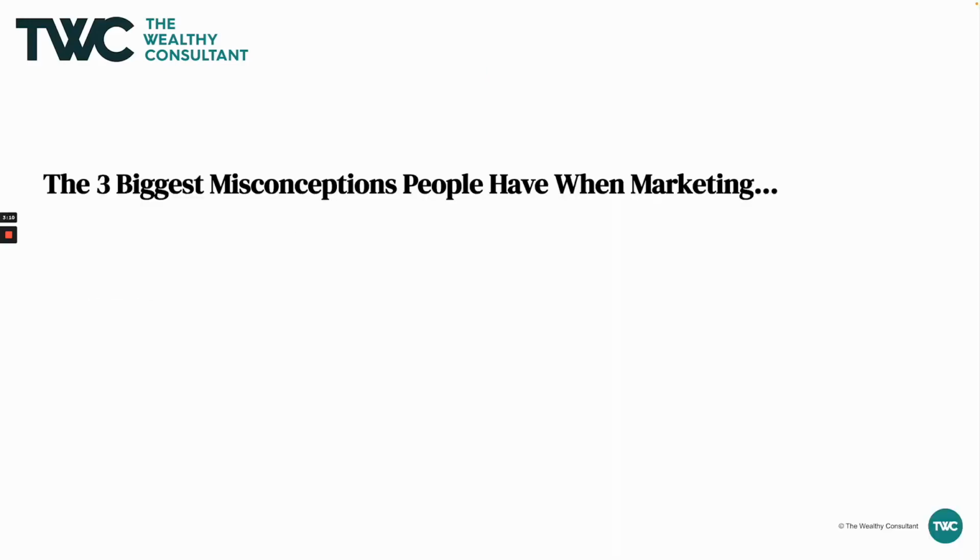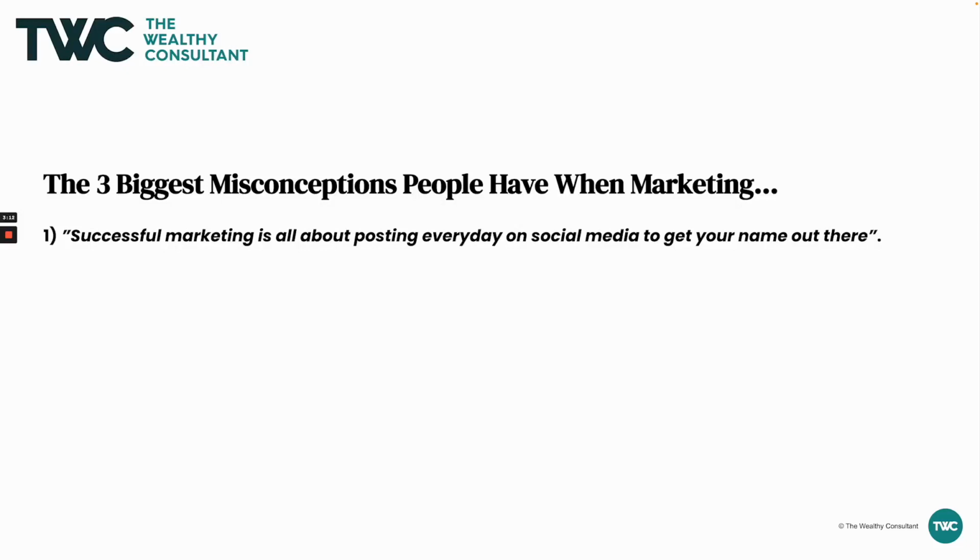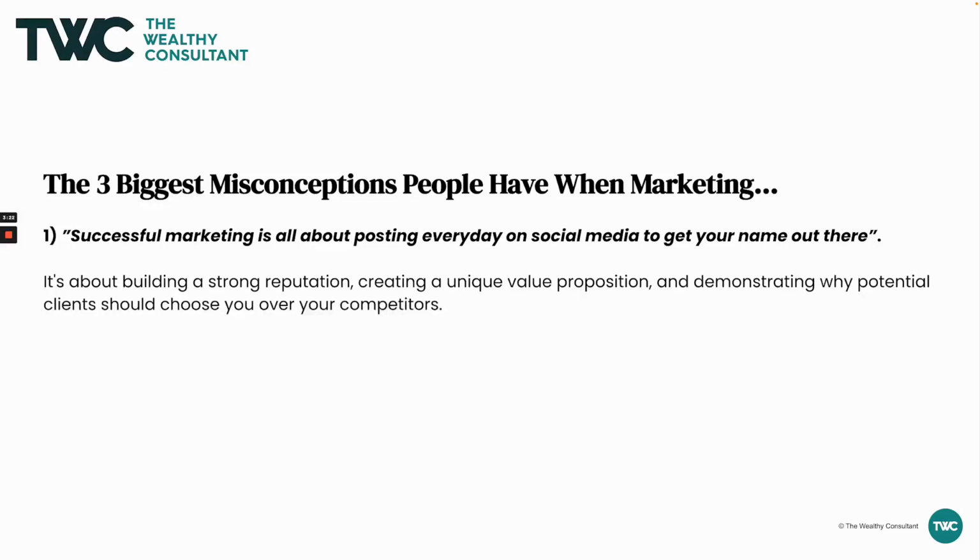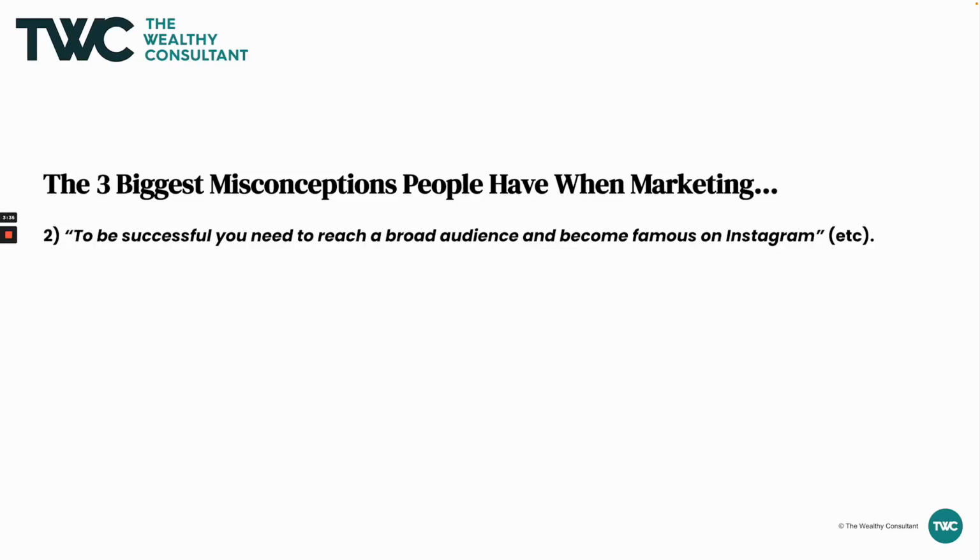So the three biggest misconceptions people have when marketing. Number one is successful marketing is all about posting every day on social media to get your name out there. That's what it's all about, just posting stuff on social media. It's actually about building a strong reputation, creating a unique value proposition, and demonstrating why potential clients should choose you over your competitors. Okay, so it's not just a volumetric thing, but it is something that you want to do consistently, which we're going to talk about. But again, it's not just about blasting out there.